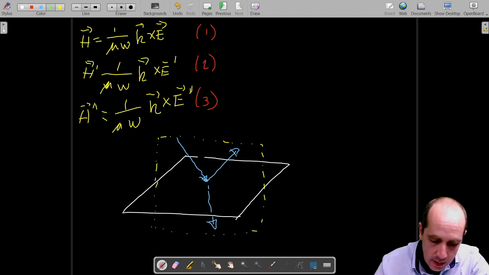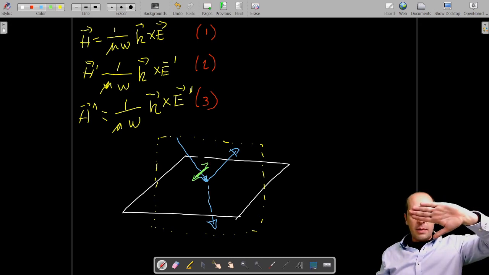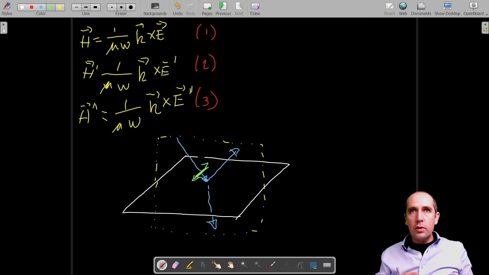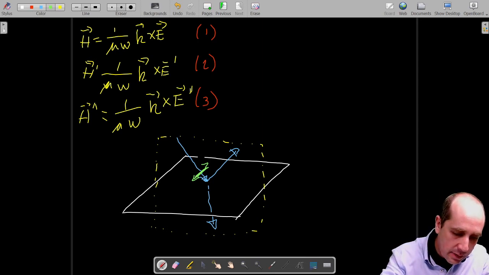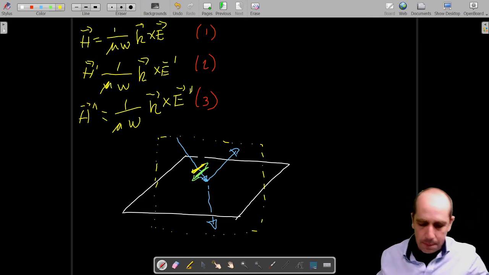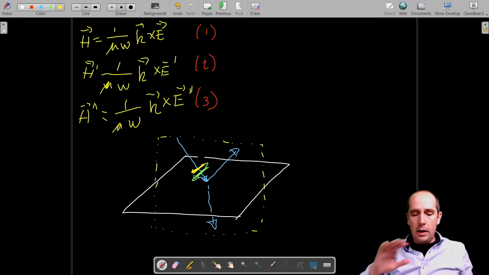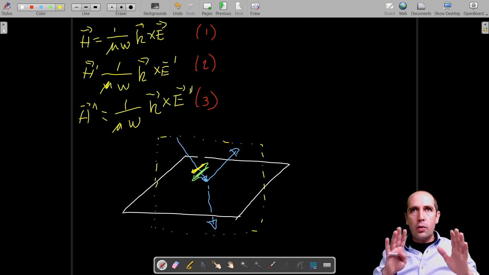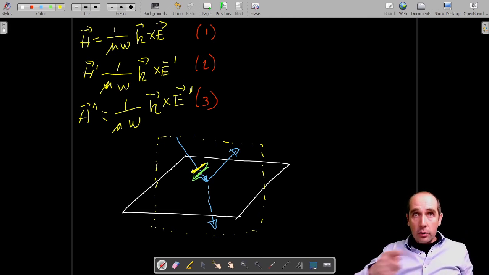We have two cases. We have one case in which the electric field is oscillating in this direction. That means that if this is the incidence plane, the oscillation of the electric field happens perpendicular to the incidence plane. And we have the second case in which the electric field now oscillates on the incidence plane, this imaginary plane that we drew there with yellow dots. So basically, there are two cases: when the electric field oscillates out of that plane, and when it oscillates on that plane.